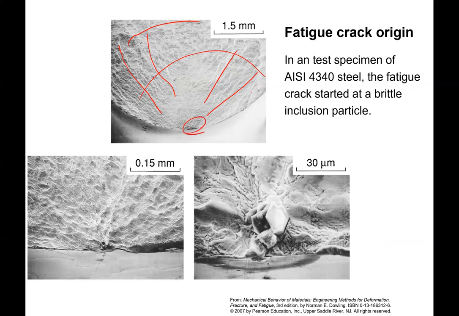And if you look down in here, you can see that there are some inclusion particles. And these are usually, in many cases, especially in a steel, this might be like an iron carbide inclusion particle, maybe a chrome carbide, something else that's very brittle. And so that was the origin of the initial flaw in the material.